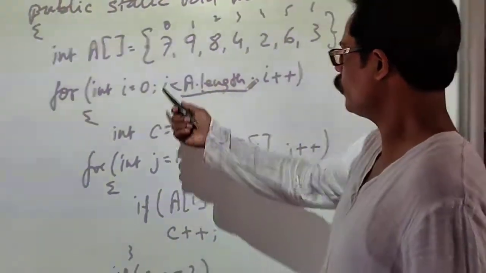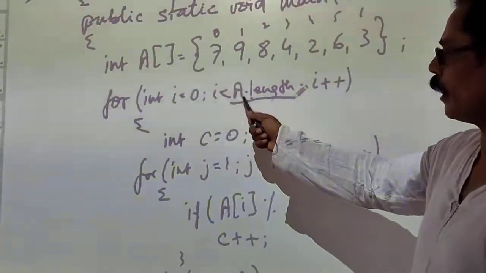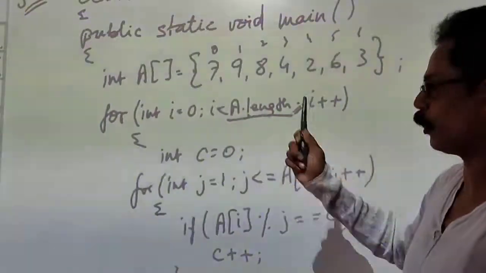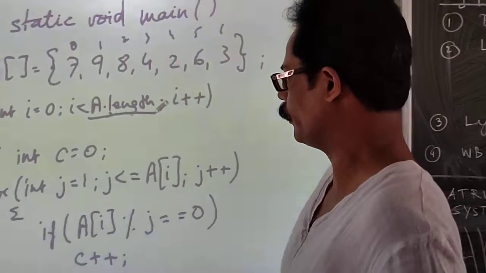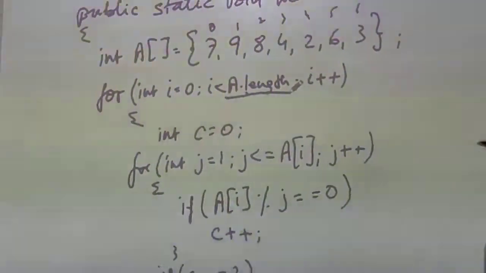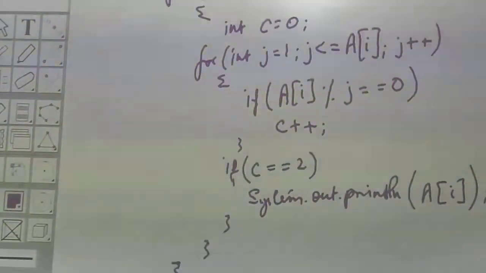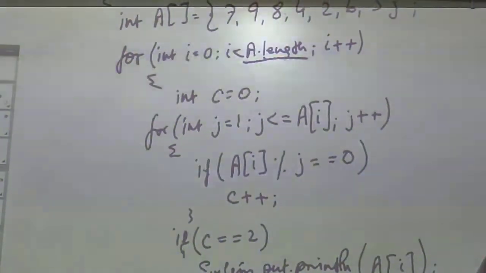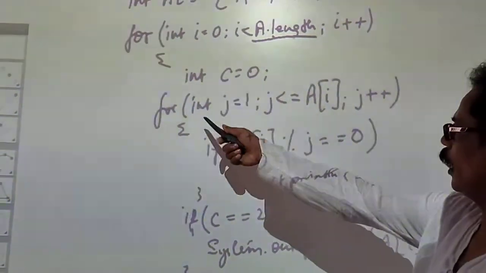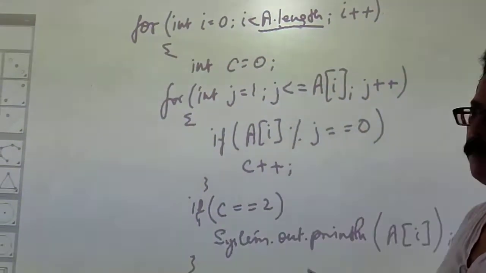Here the size of the array is 7, so we can either write less than 7 or we can simply write a.length. It's always better that we write a.length. Then of course int c = 0. Now I am checking each and every element of the array, whether the integer is a prime number or not. So now the loop for prime number comes in.